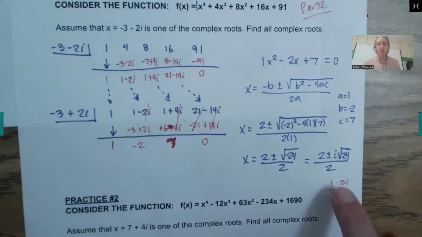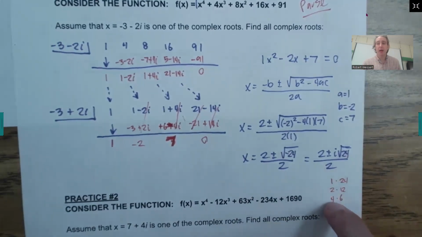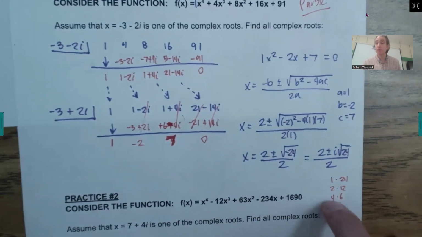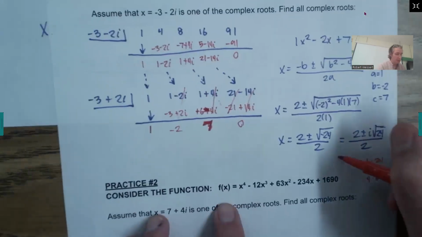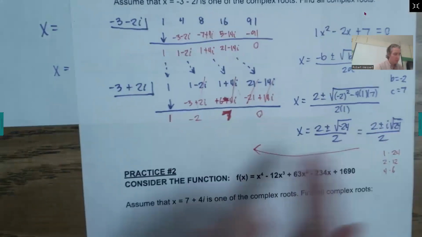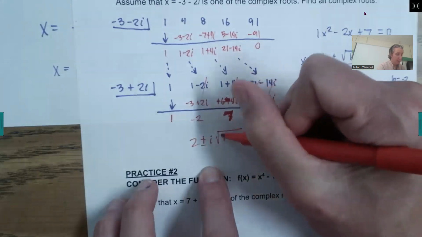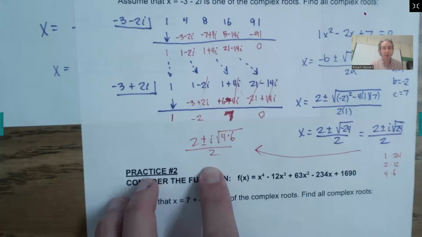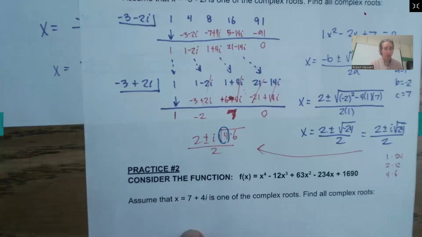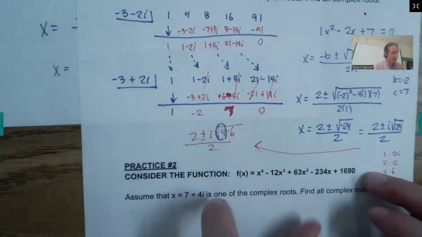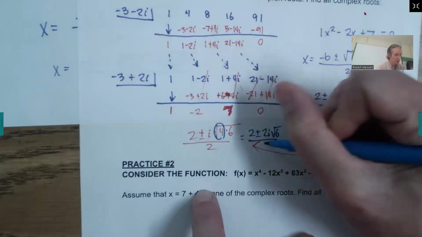In order to reduce a radical, list the factors of the number inside the square root. Find the highest number that can be square rooted. In this case, 4 times 6, 4 can be square rooted. So we're actually going to rewrite this as 2 plus or minus i times the square root of 4 times 6, all divided by 2. The special thing about that is you can square root 4. The square root of 4 is 2. So that 2 is going to get put on the outside, and it's going to become 2 plus or minus 2i square root of 6 over 2.